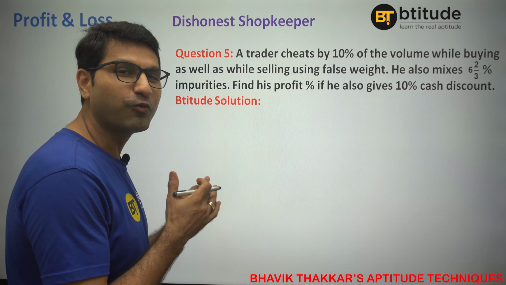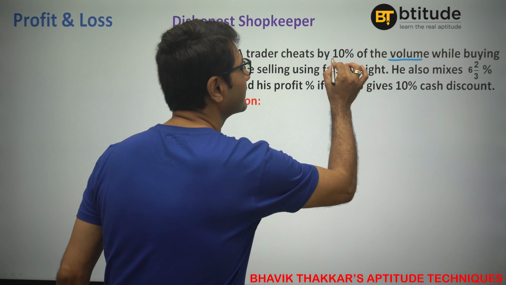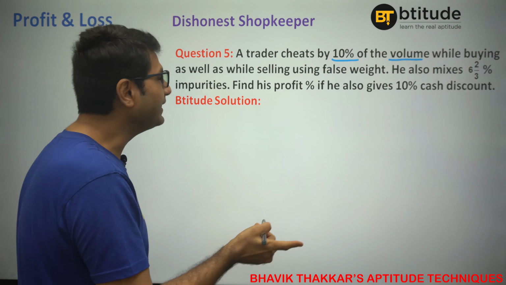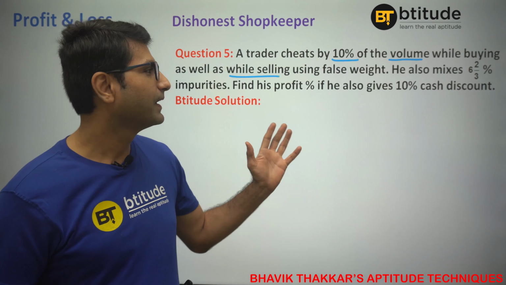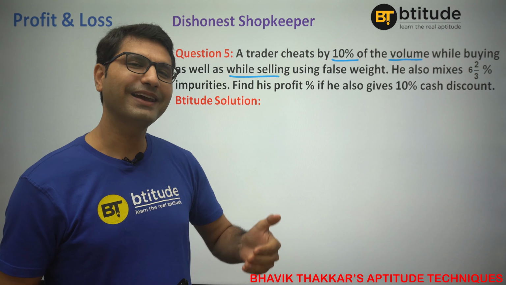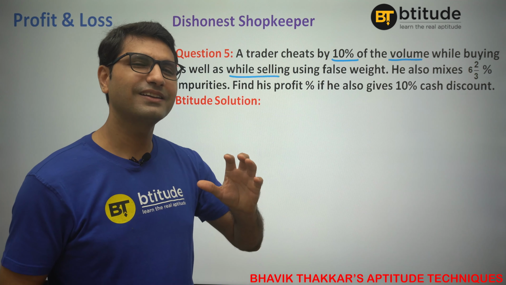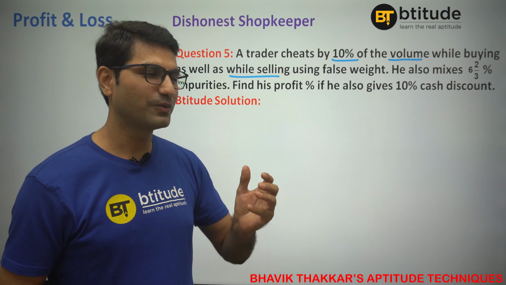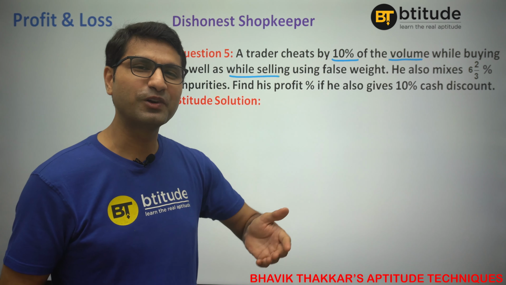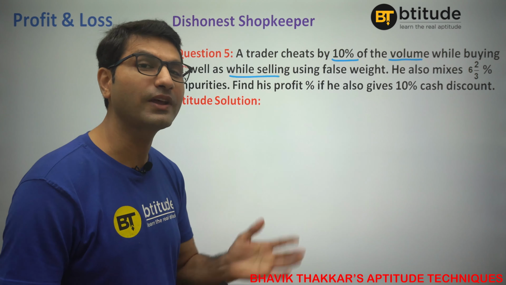First of all, what this shopkeeper is doing, he is cheating in volume 10% while buying and also 10% while selling. So he is doing this trick 2 times. Maybe he is using his scale while buying as well as while selling, and he has made his scale manipulative, where he is manipulating the buyer and seller both. So the thing is that he is cheating to the extent of 10%.